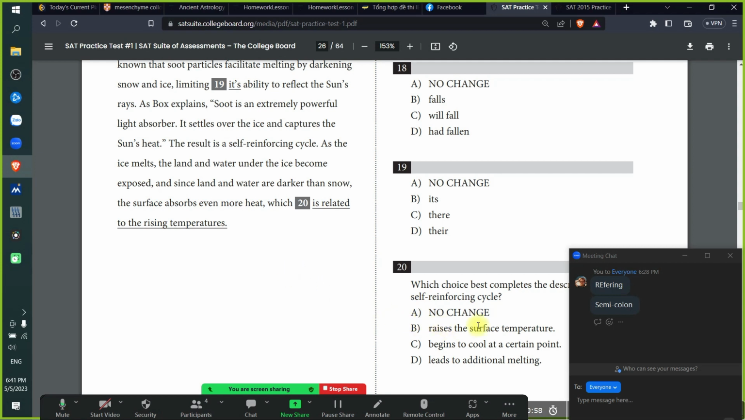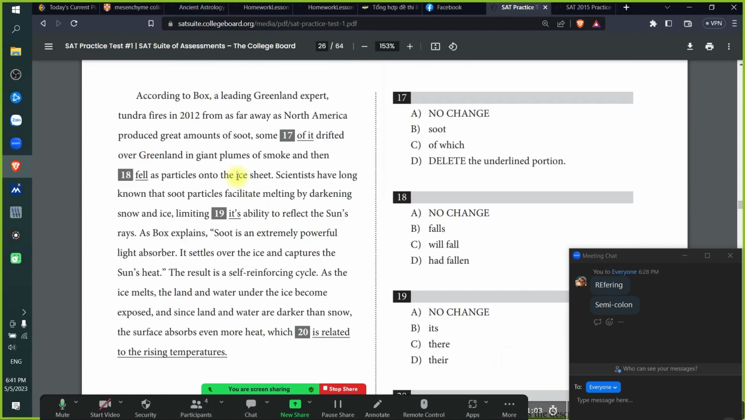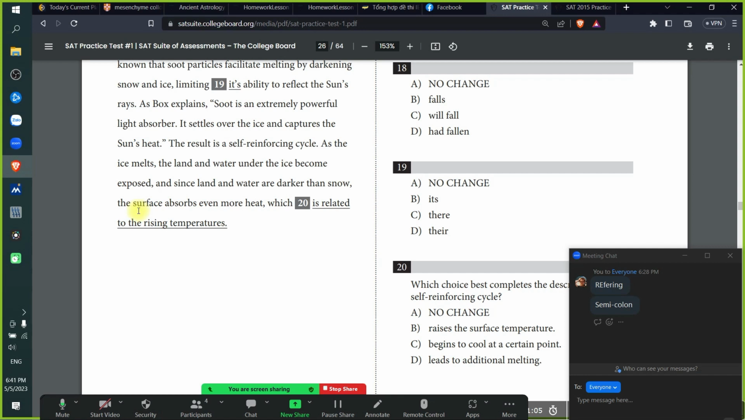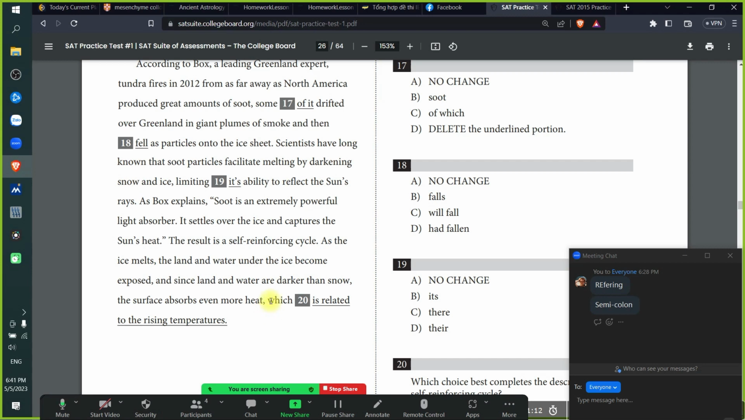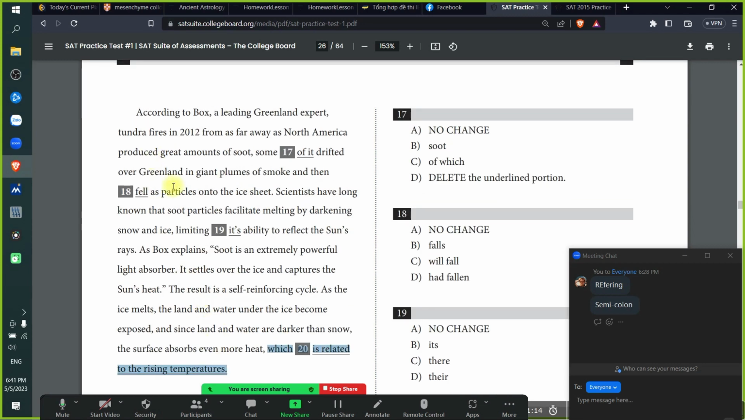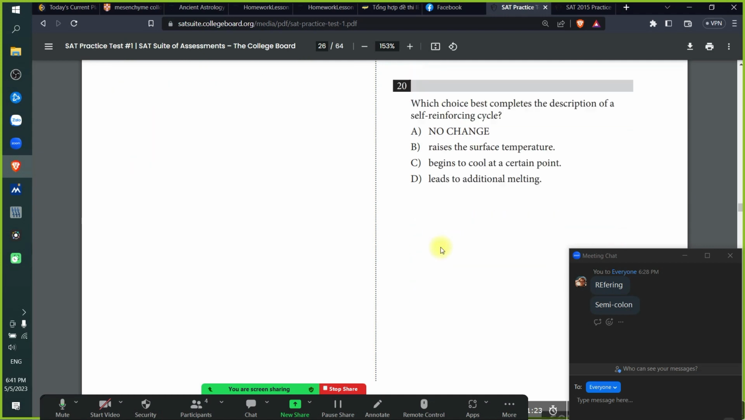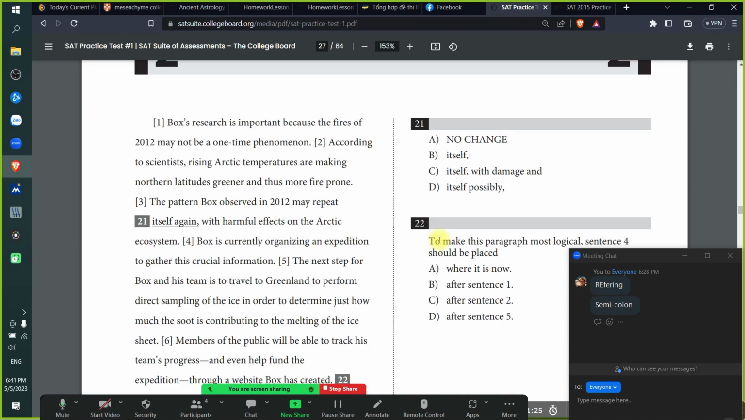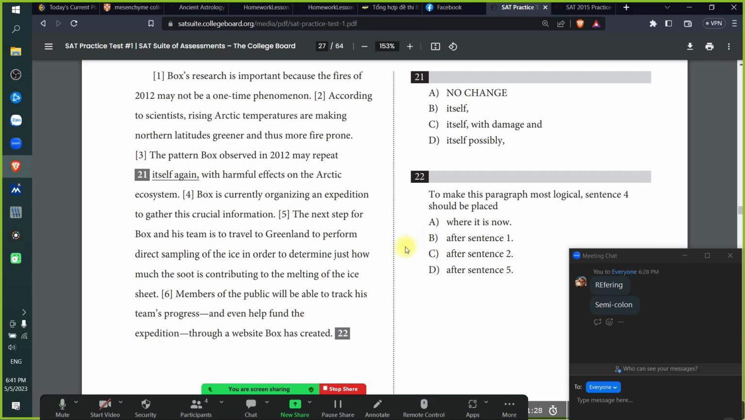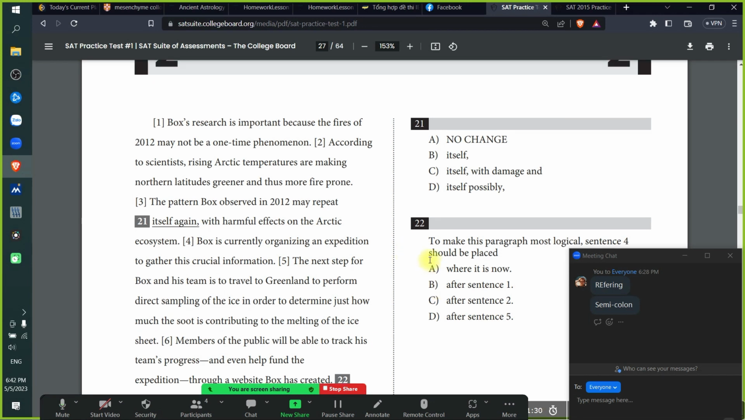Tại vì nếu em chọn cái B, raises the surface temperature, nó không có phải là một cái kết luận phù hợp cho nguyên cả cái đống này, mà nó chỉ nói về cái surface thôi. If you choose B, it only said about surface temperature, which does not conclude anything in the paragraph. It only talks about surface only. So it's not the best to describe a self-reinforcing cycle. Am I talking too much now? Okay, 21.